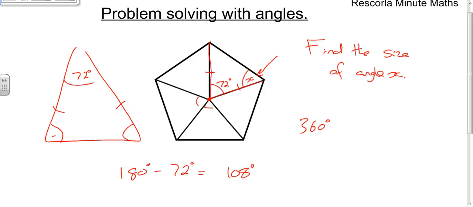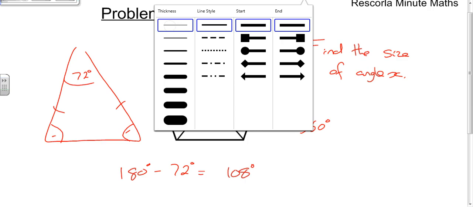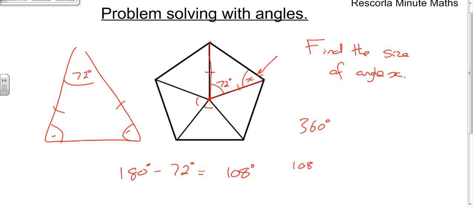Now we know that these two angles are exactly the same, so 108 divided by 2 equals 54 degrees. So therefore, this angle here must be 54 degrees, and more importantly, this angle here, x, must be 54 degrees as well. So the size of angle x is 54 degrees.